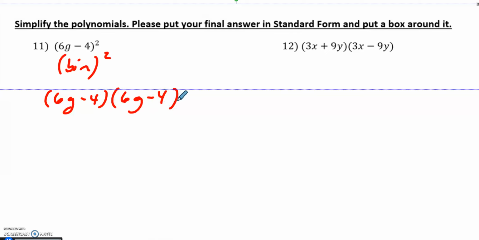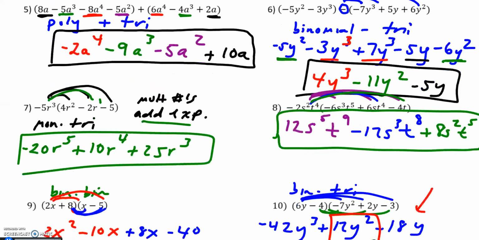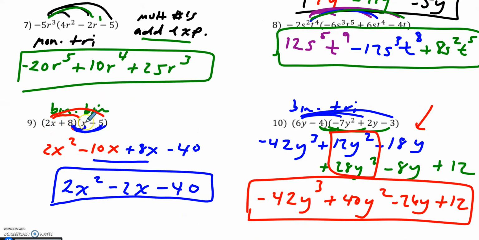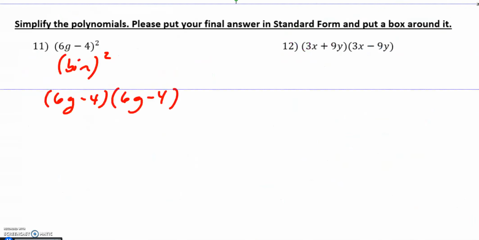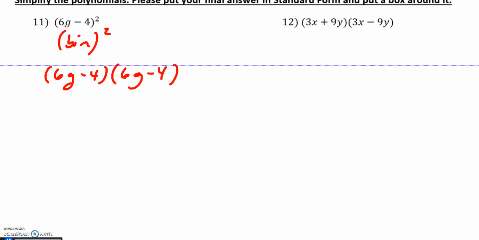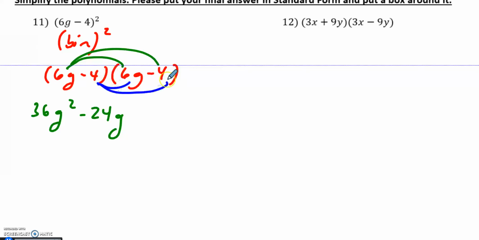And this problem now, in my opinion, ends up looking a lot like number 9, that we have to distribute both pieces in. So if I look at number 11 now, and I distribute the 6g to both terms in the second parenthesis, that would be 36g to the second minus 24g. And then if I distribute the negative 4, I would have another negative 24g, and I would have a positive 16.